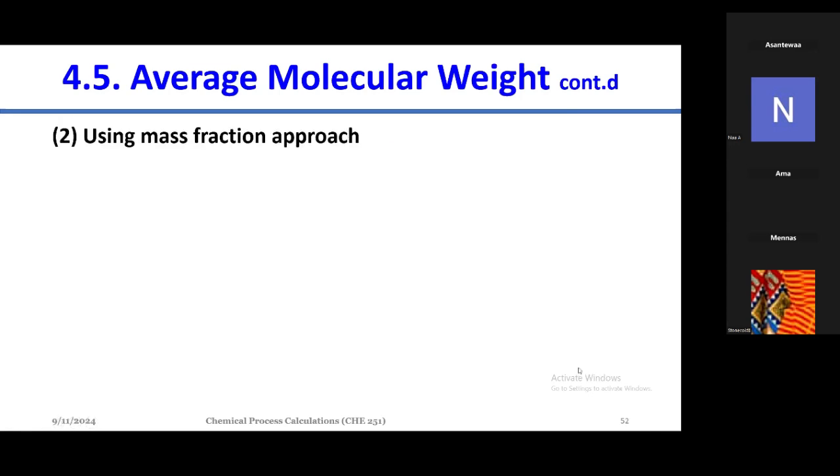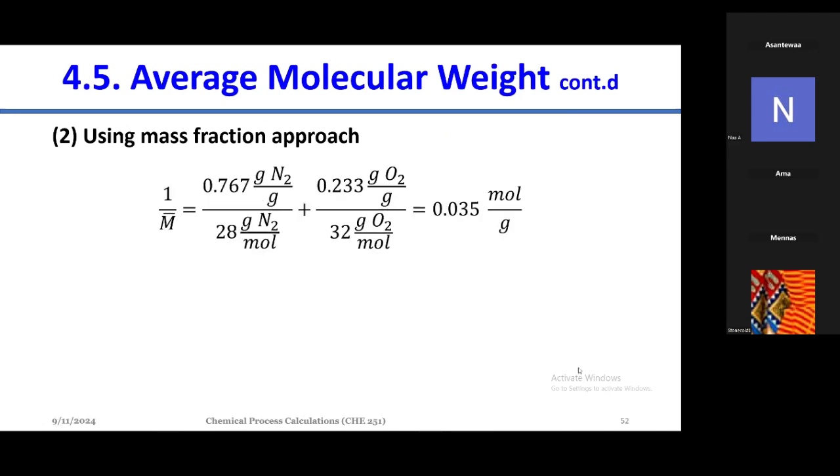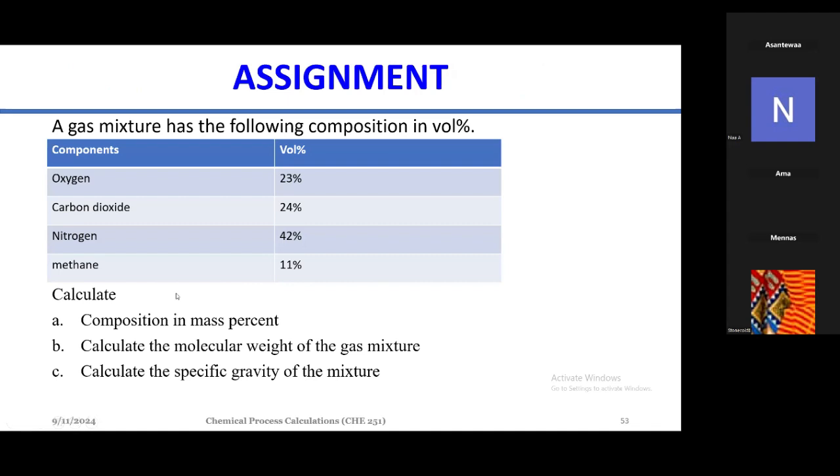Now using the mass fraction approach, you find the inverses. So the mass fraction divided by the molecular weight, you sum it to the mass fraction divided by the molecular weight. The answer you get, you need to find the inverse of that. Then you end up getting the same answers. So this is your assignment. I will send you the question and then you can try your hands on it.